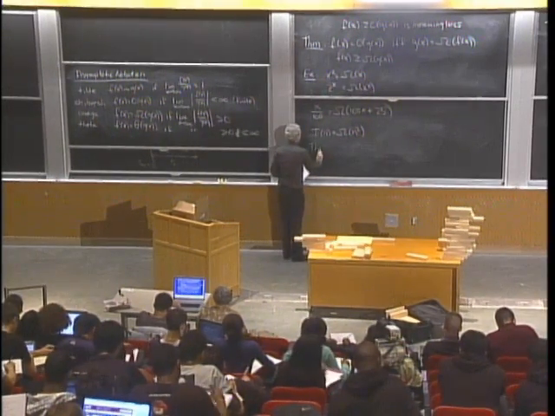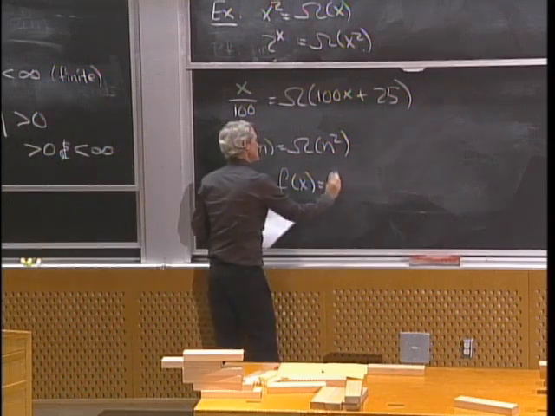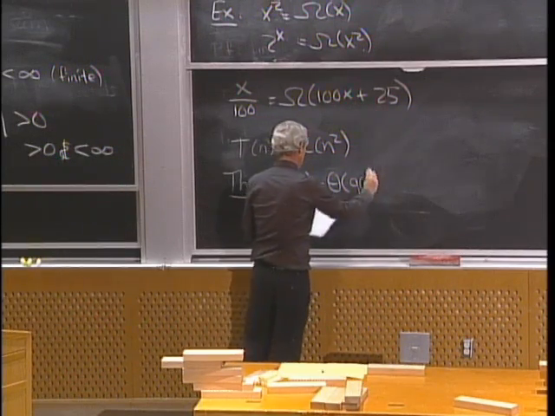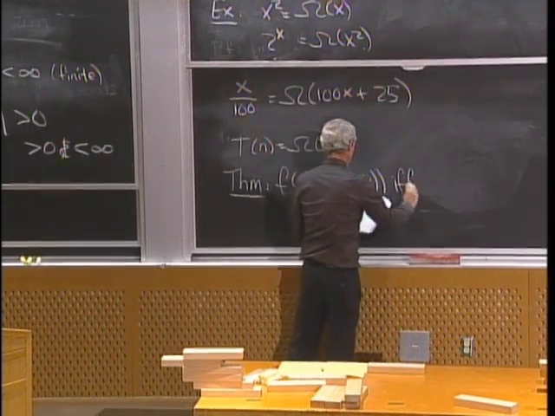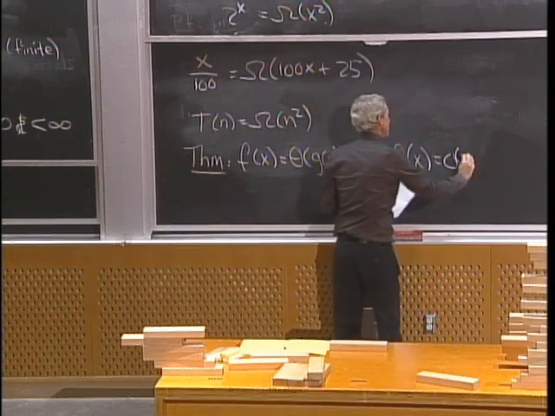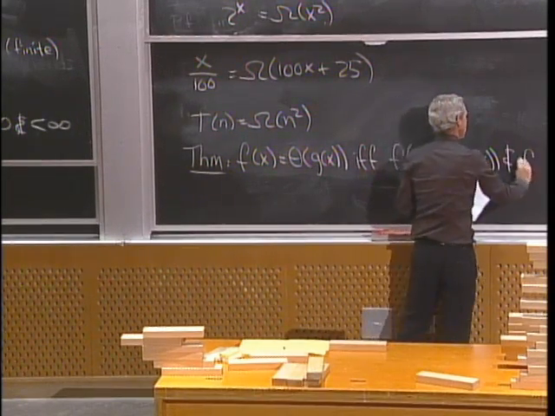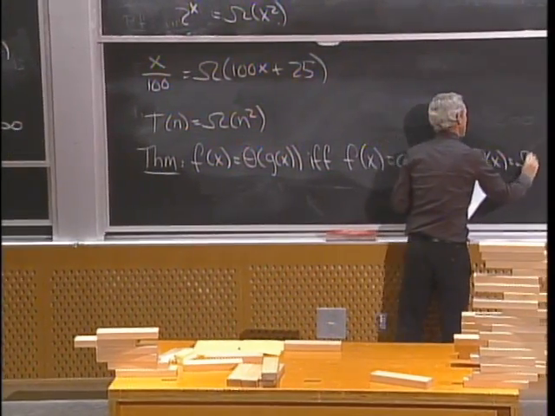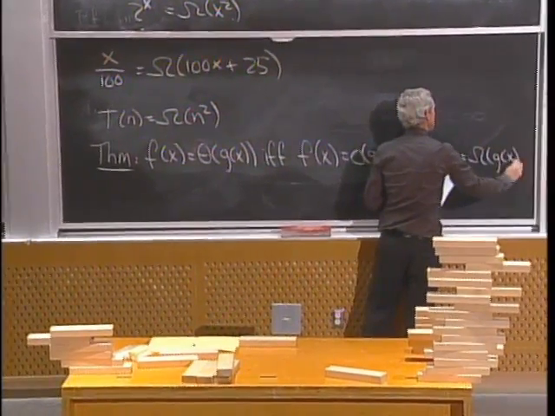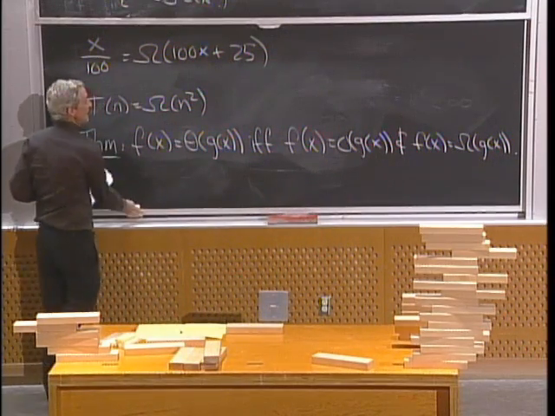That's a theorem, which is not hard to prove, but we won't do it. f of x equals theta of g of x if and only if f of x equals O of g of x and f of x equals omega g of x. All right, so let's do some examples of theta.